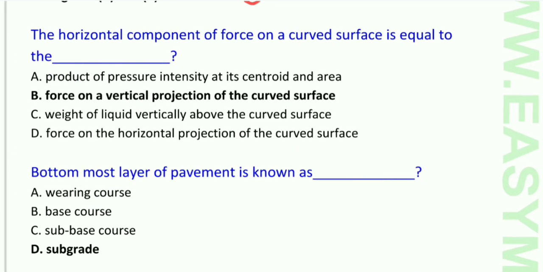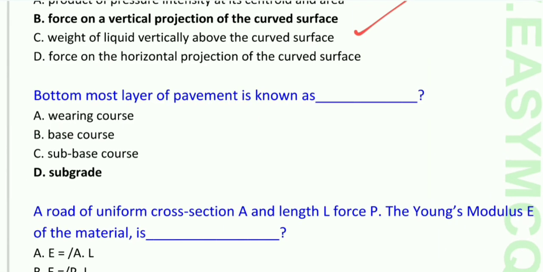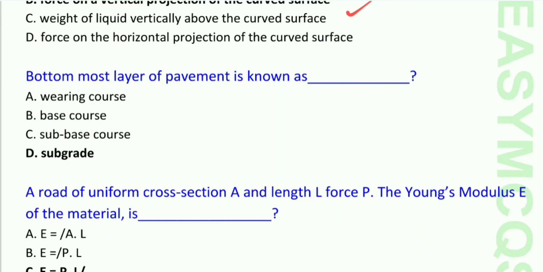Next question. The horizontal component of force on a curved surface is equal to the force on the vertical projection of the curved surface. B is right. Bottommost layer of pavement is known as bearing course, base course, sub-base course, subgrade. D is right, subgrade.